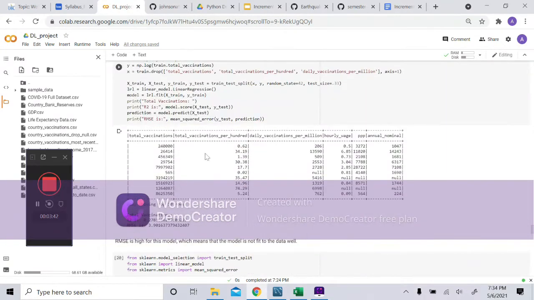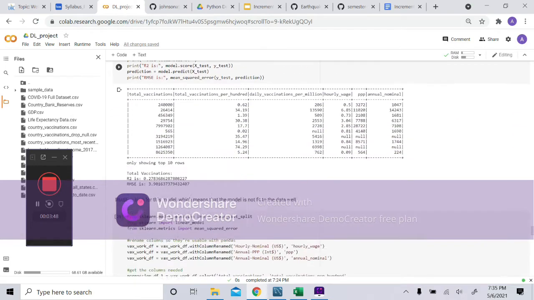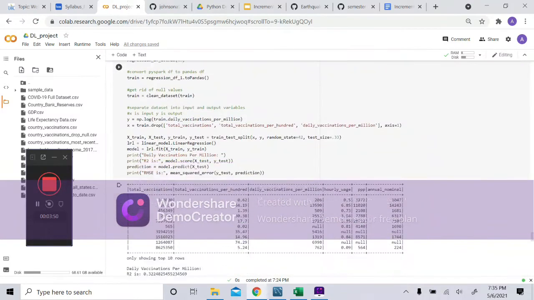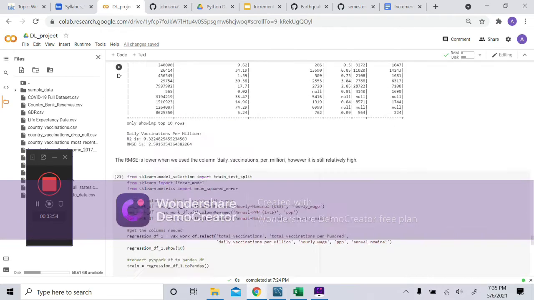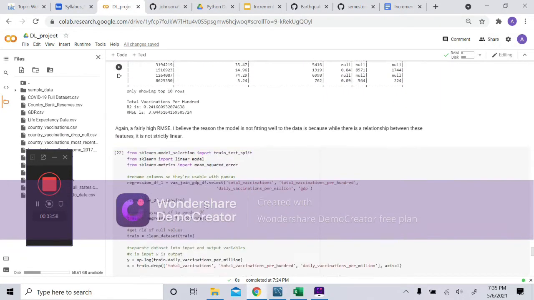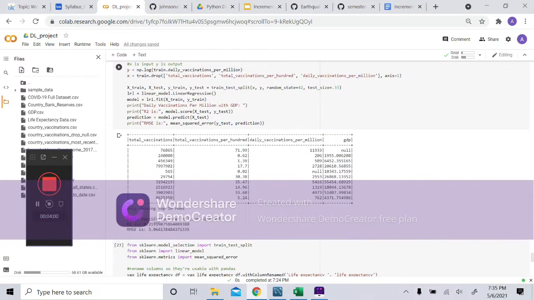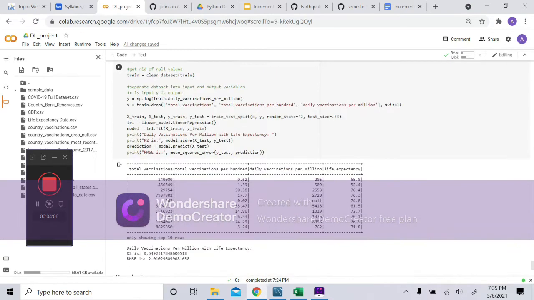So this one was total vaccinations. This one was on daily vaccinations per million, a little bit better. This one, total vaccinations per 100, about the same. This one had a pretty low one with daily vaccinations per million, and then GDP was used to predict that.